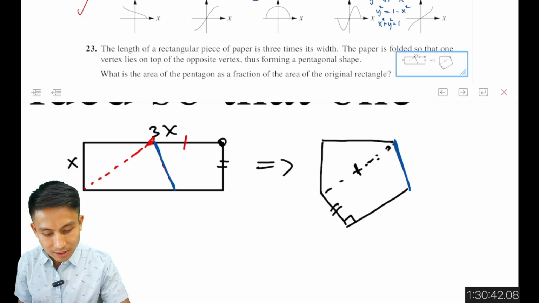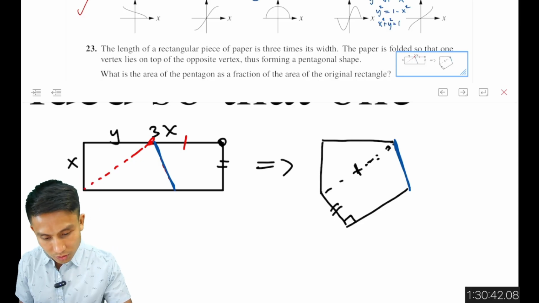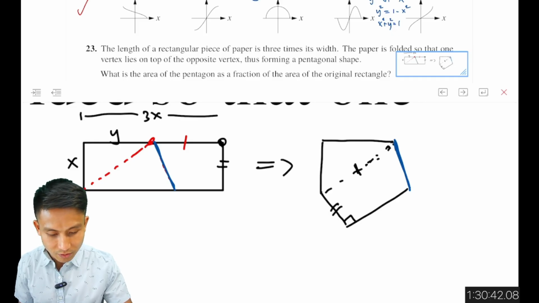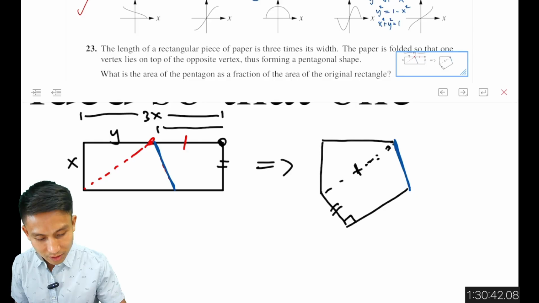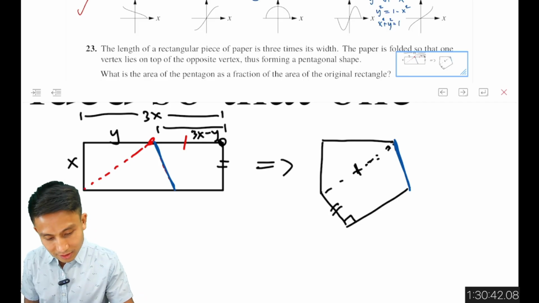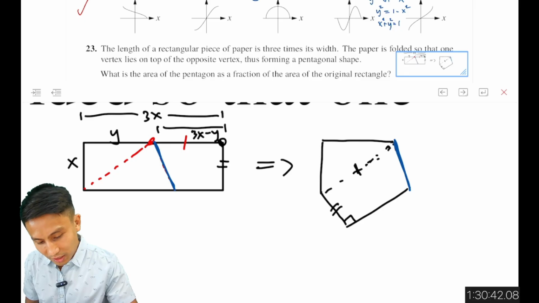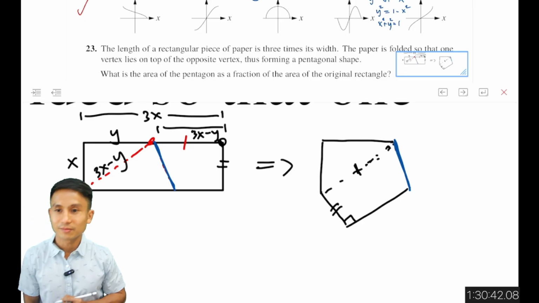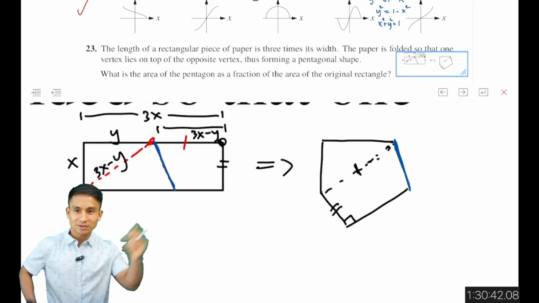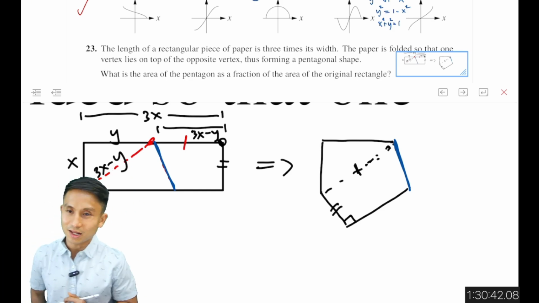Let's make this side y. Because that's already 3x, this whole thing is already 3x. That means this side only will be 3x minus y. Cool. So that means if you fold this to this, then this will also be 3x minus y, because when you fold it, this line right here should be the same. Again, I already said that.